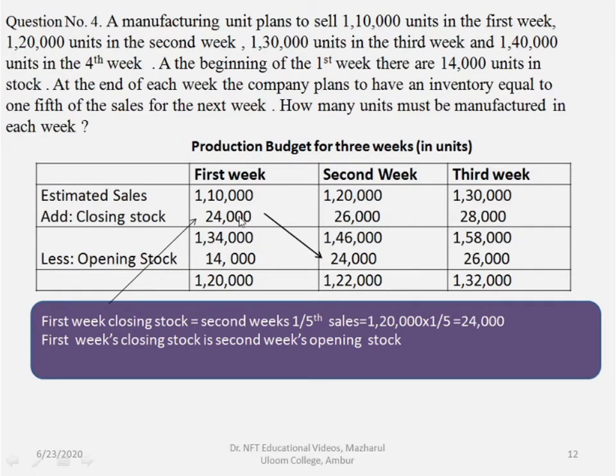So as soon as you record the closing stock for the first week, record the closing stock for the second week as well. Now for the first week alone, we will calculate: 1,10,000 plus 24,000 closing stock, you get 1,34,000, less opening stock of 14,000. You get 1,20,000 for the first week.